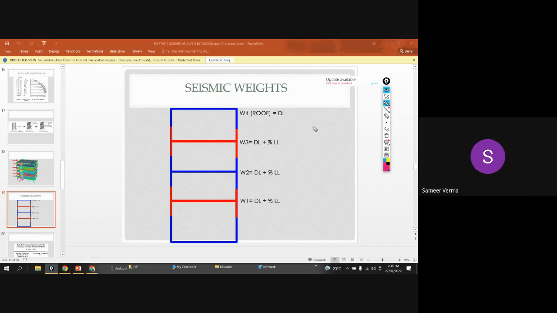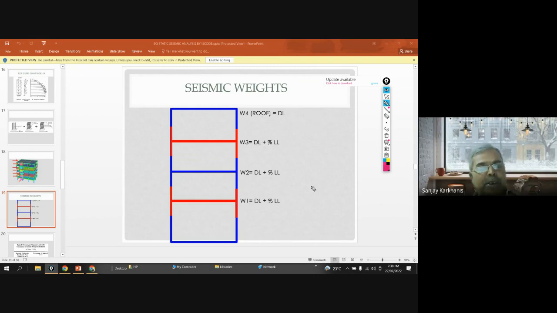Yes, sir. But for our calculation, we are considering that the entire weight of a floor will be assumed to be concentrated at the CM, or center of mass, of the floor. Then what about the weight of the wall and the weight of the columns? For a floor, you can assume this point, for this floor this point, and for this floor this point.